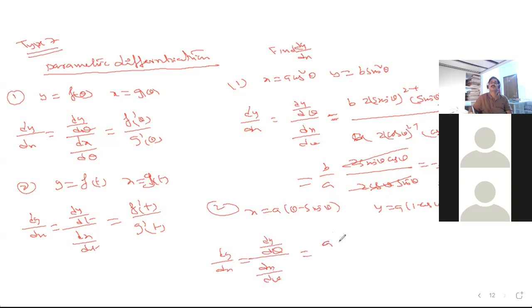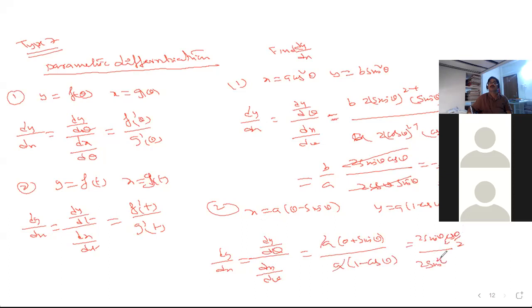Differentiate this: 0 minus of minus plus sin theta, right, for the derivative of this one, a into 1 minus cos theta. That is done, and simplifying is in your hands: sin theta by 2 cos theta by 2, if you are interested, otherwise no force, 2 sin square theta by 2. One sin theta is gone, 2 is gone, what remains? cot theta by 2, right.